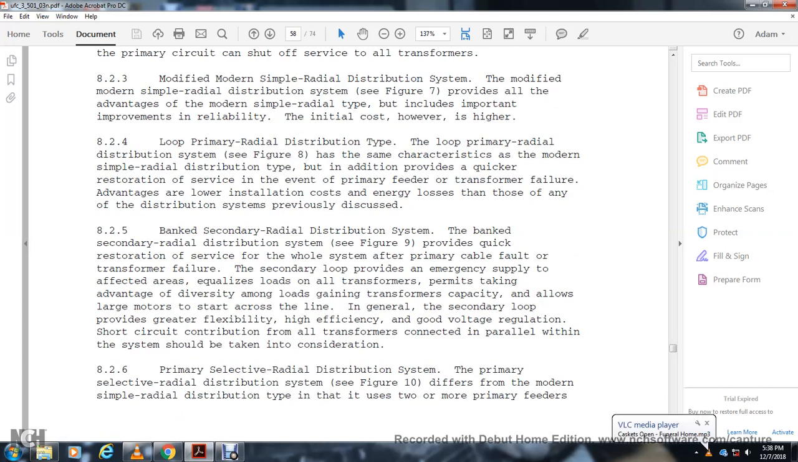8.2.6 Primary selective radial distribution system. The primary selective radial distribution system differs from the modern simple radial distribution type in that it uses two or more primary feeders.